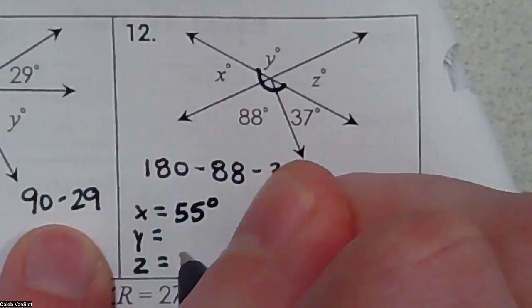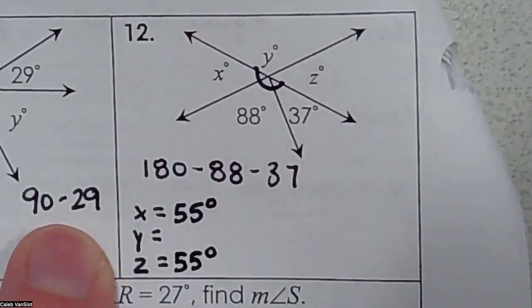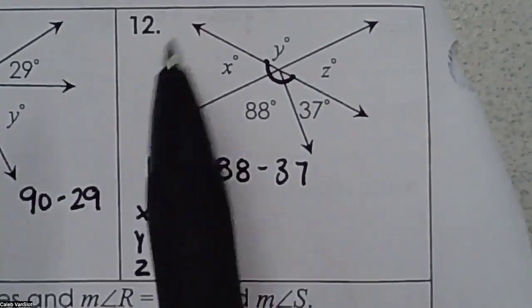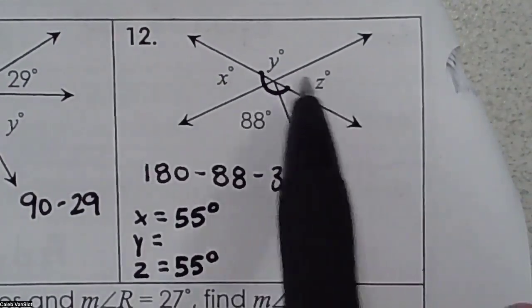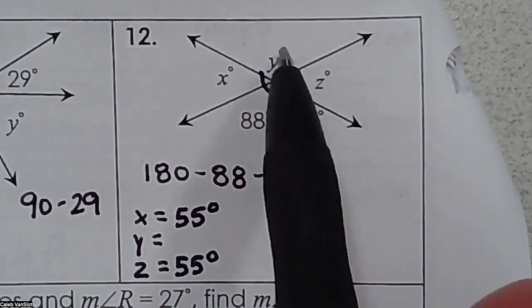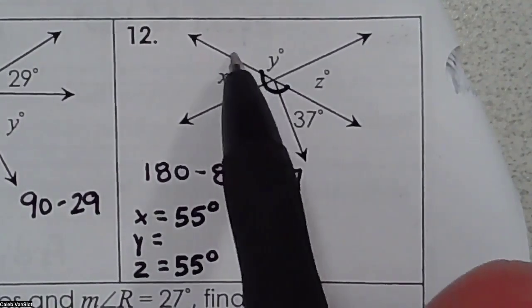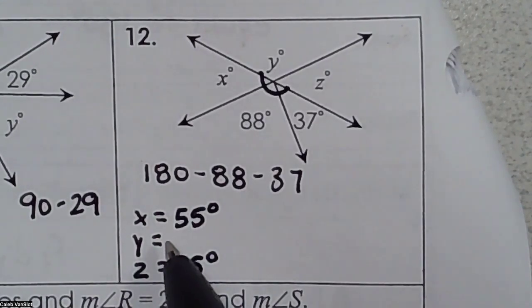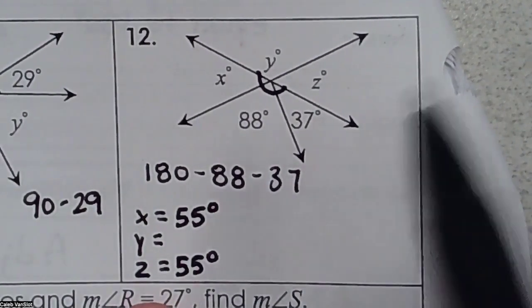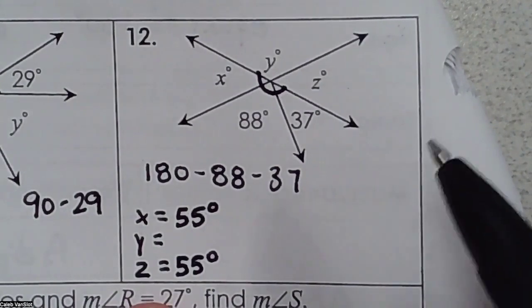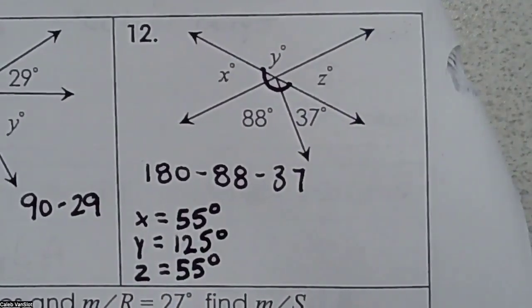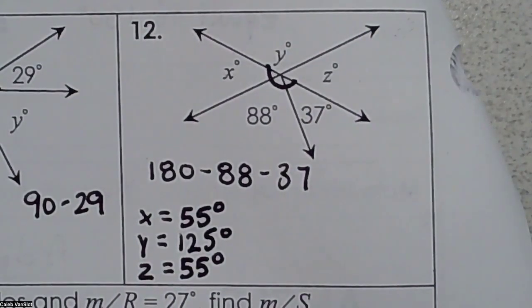Y. Exactly. 55. Okay. Does everybody see that X and Z are vertical? So that means they're identical. And then Y and Z, it's a straight angle again. So 180 minus 55 gives us 125. I agree. Okay. So those are our angle measures there for X, Y, and Z.